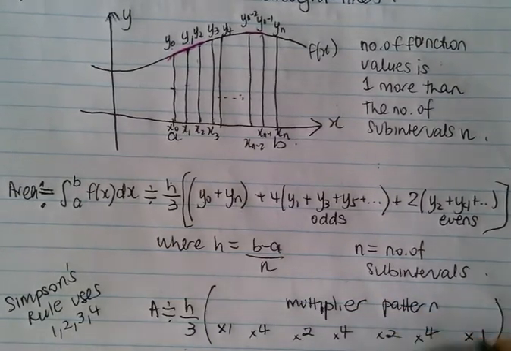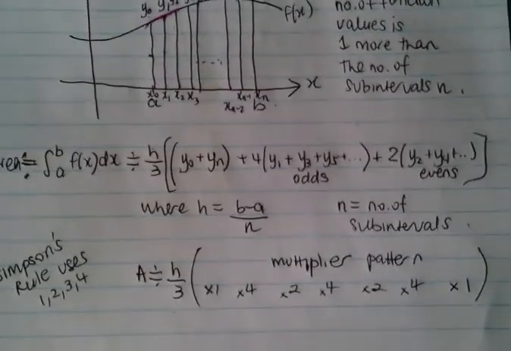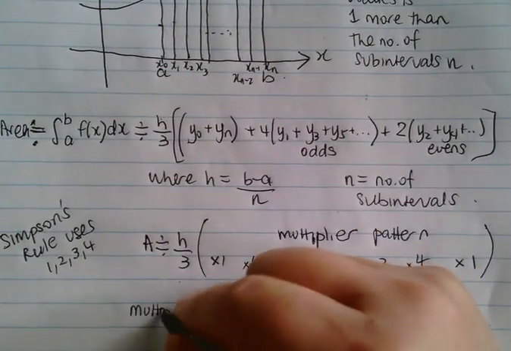Now, the thing with Simpson's rule is that you must have an odd number of function values. I'll show you why. So let's look at the multiplier patterns.